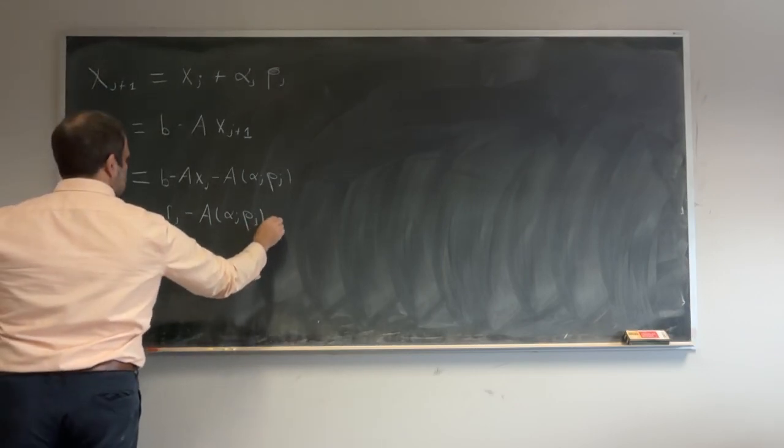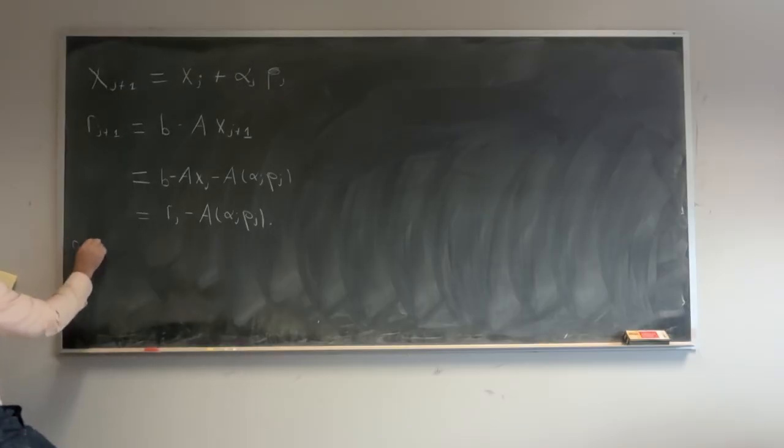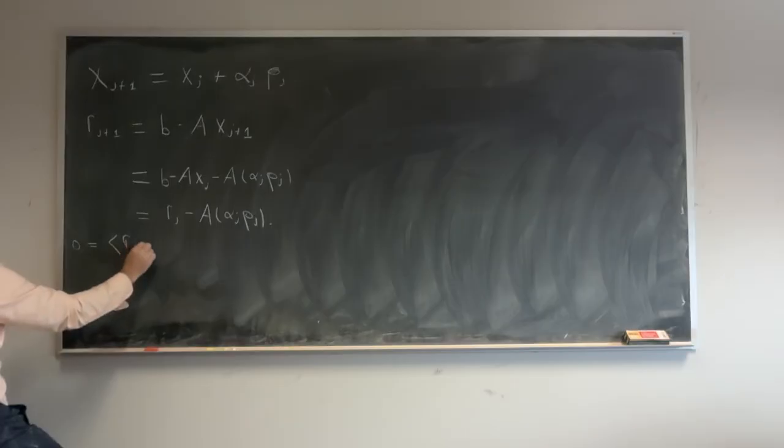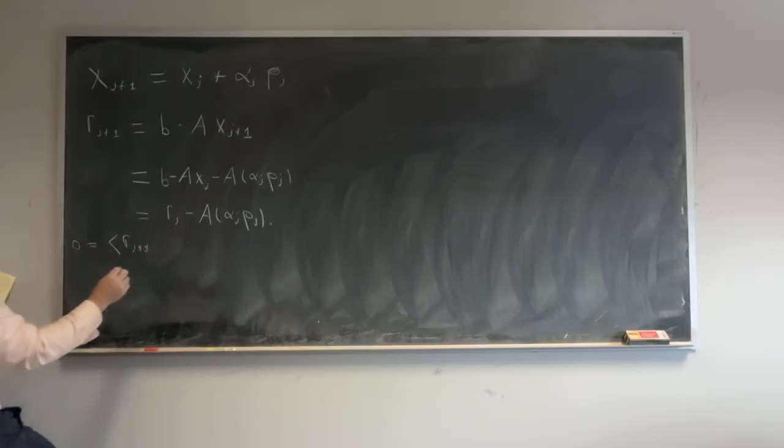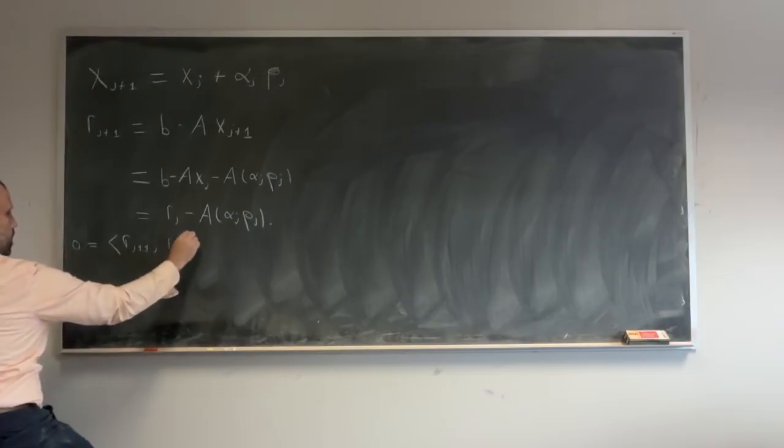Okay. Now, if the r_j's are orthogonal to each other, I can take the inner product of r_{j+1} with r_j. So 0 is going to be the inner product of r_{j+1} with r_j.